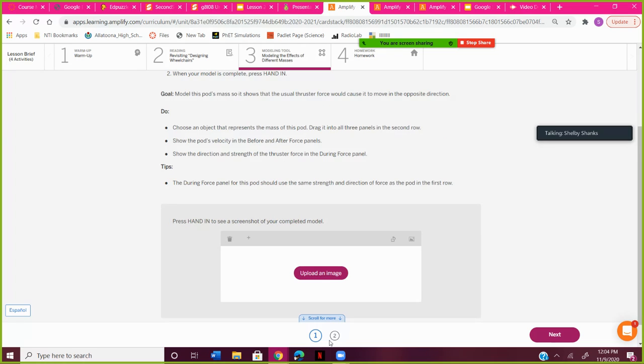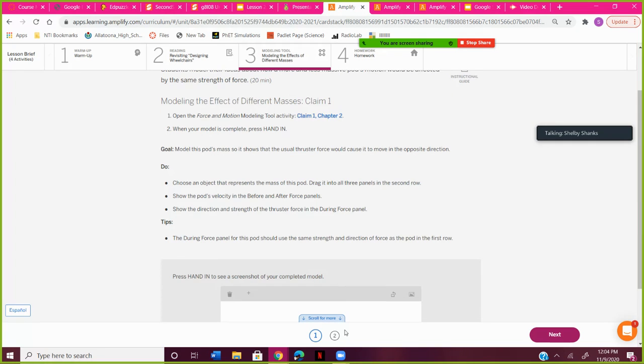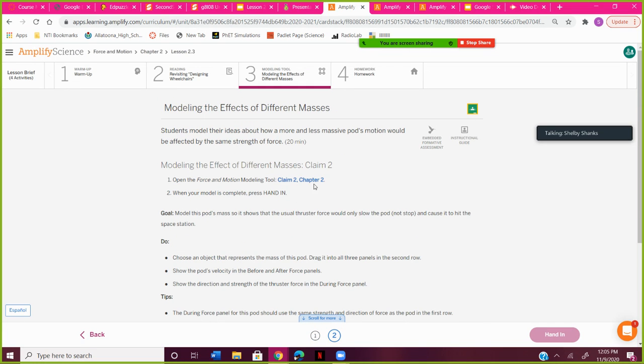All right, so you have 2 circles down here at the bottom. One is going to show claim 1 chapter 2. The second one is going to show claim 2 chapter 2. So make sure you know which claim is which. If you need to pull up claims 1 and 2 on another screen and go back and forth between those, you can. Or you can just make sure you're paying attention to the goal. So for claim 2, the goal is to model the pod's mass so it shows that the usual thruster force could only slow the pod, not stop it, and cause it to hit the space station. All right? Do those 2 models for me.